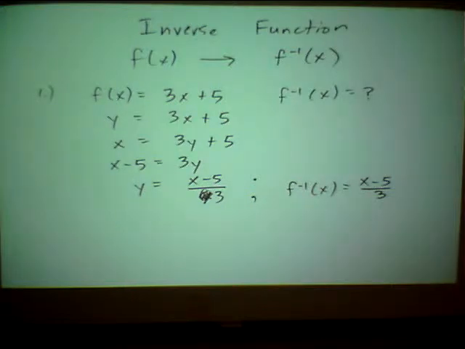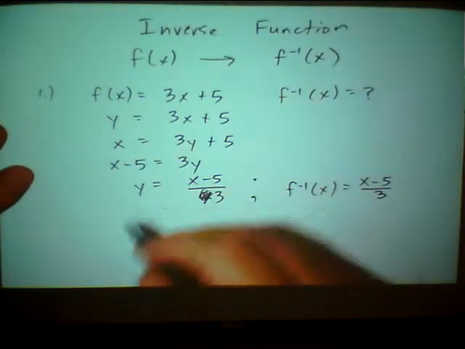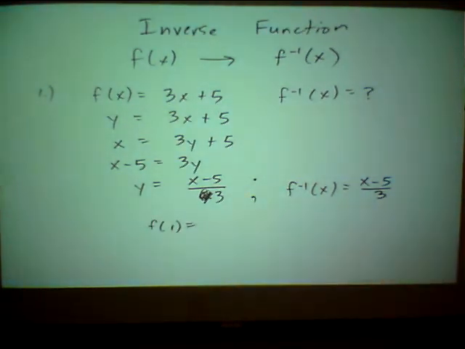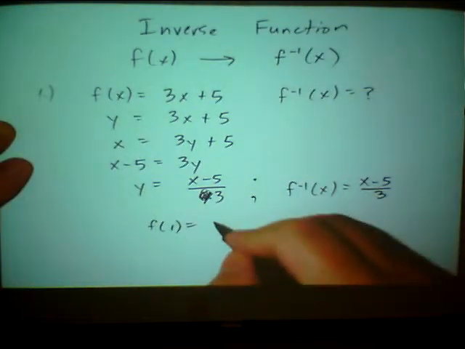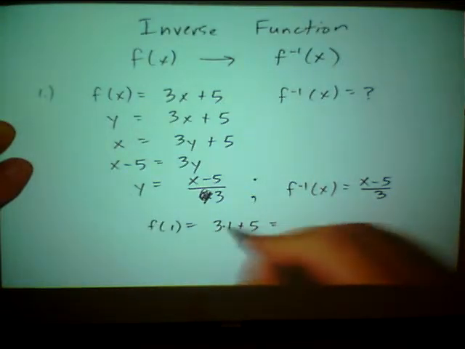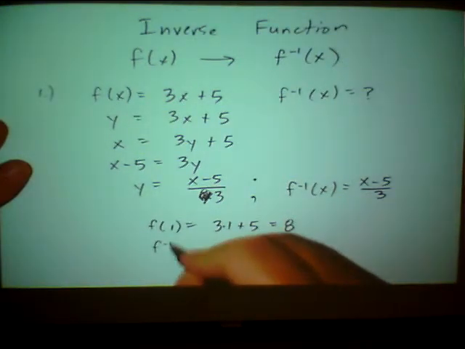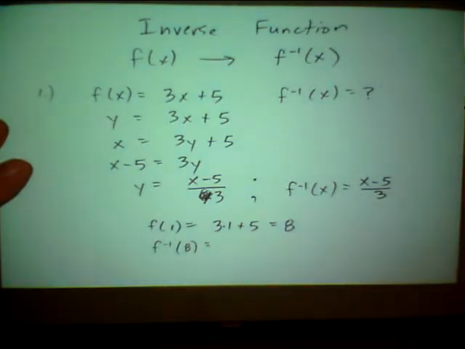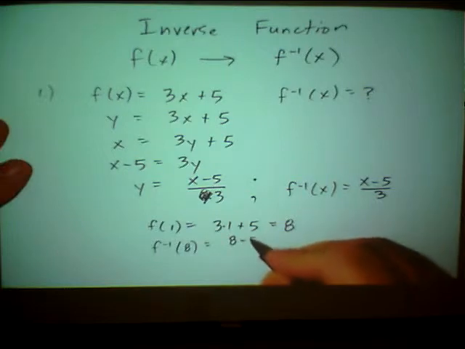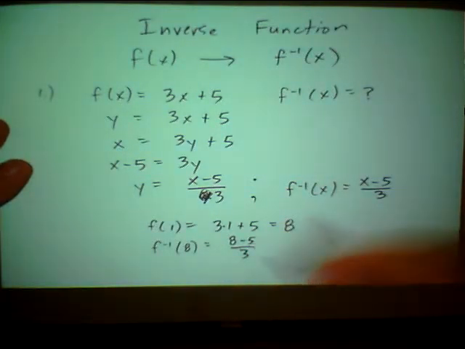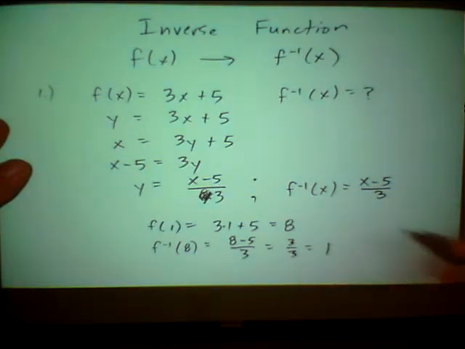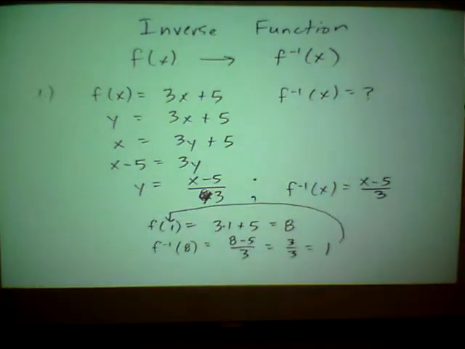And just for fun, one way to check an inverse is I can take my original function and plug in a number for x. Say, for instance, I'll just set x equal to 1, and my original function would be 3 times 1 plus 5, which would be 8. And now, if I take 8, and I plug that into my inverse function, I should end up with what I started with, which was x equal 1. So now, if I say inverse function of x equal to 8, 8 minus 5 over 3, which is 3 over 3, which is 1, and lo and behold, I get what I started with.